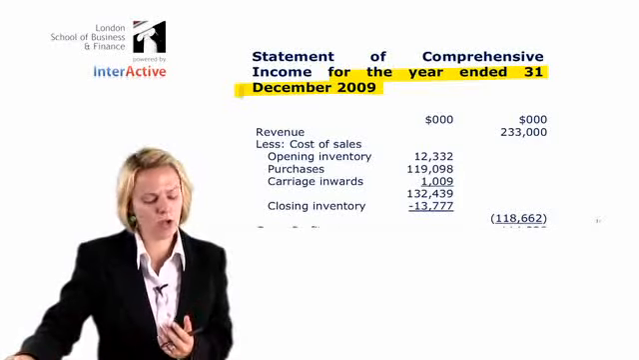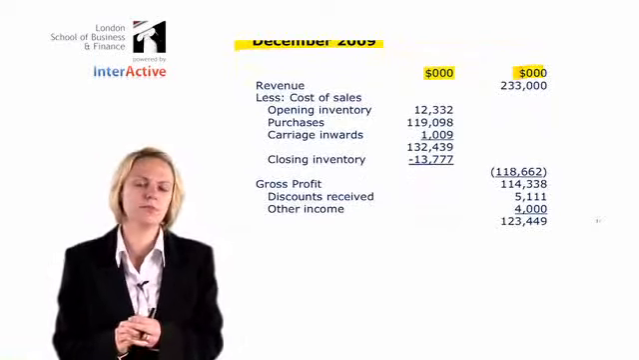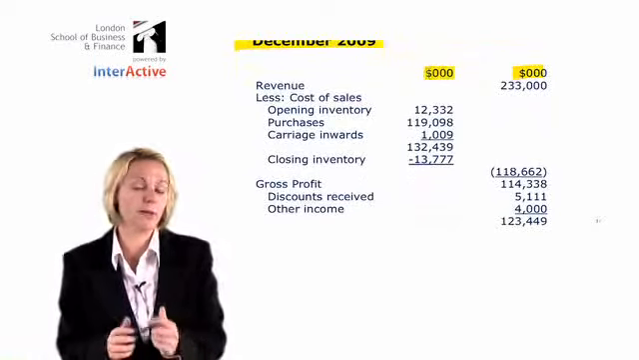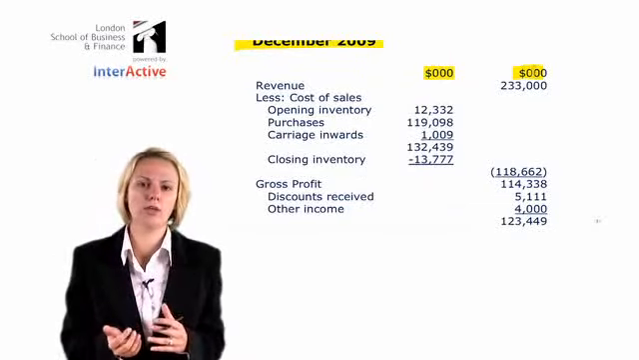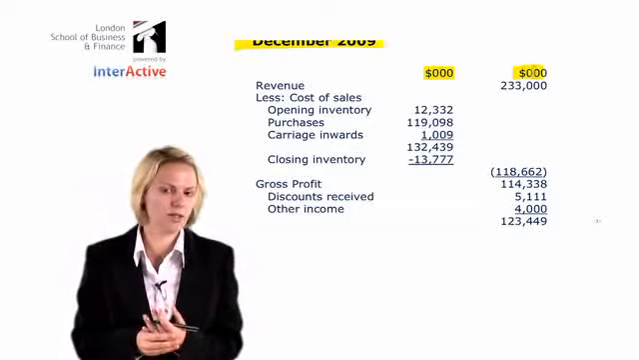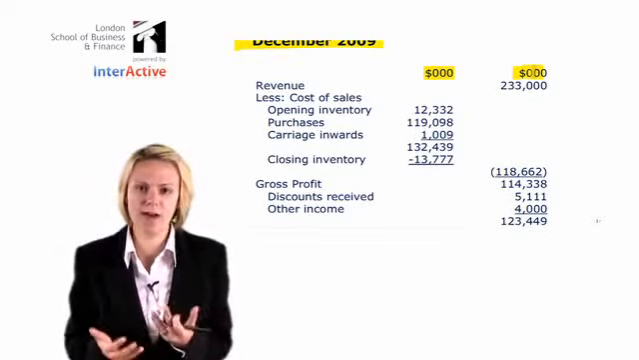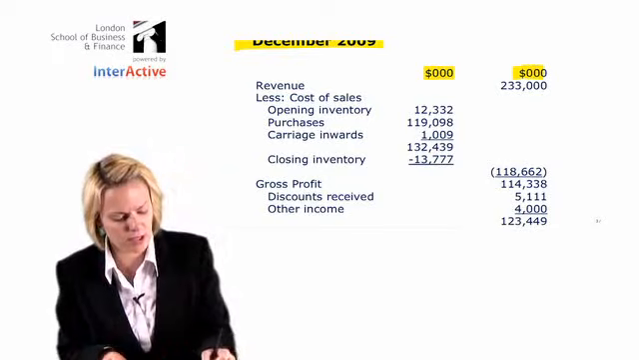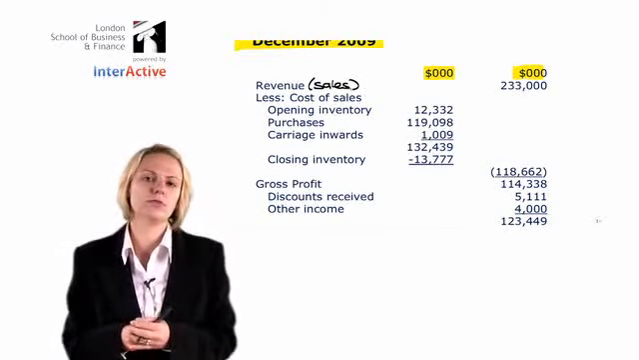Now, with the Statement of Comprehensive Income, we have 2 columns. The column on your left would be a subtotal column, and the column on your right is a total column. In this case, everything is expressed in thousands of dollars. So, at the top, we start with revenue, and this is going to be your revenue from your sales.